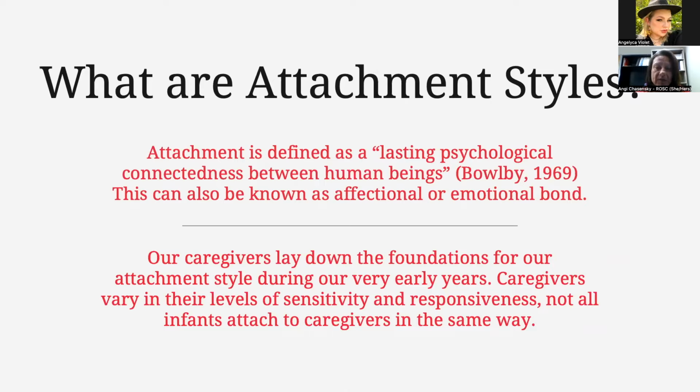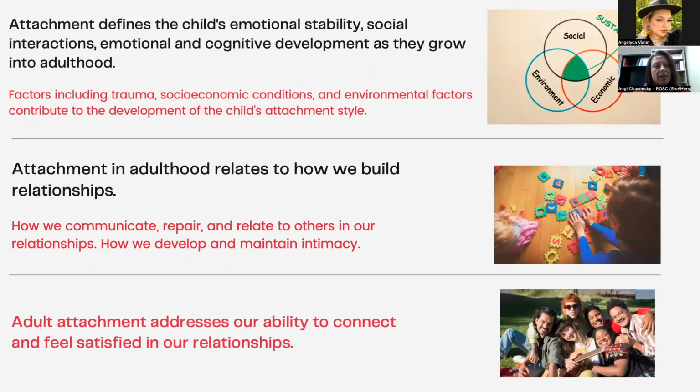Our caregivers laid down the foundations for our attachment style during our very early years. Caregivers vary in their levels of sensitivity and responsiveness. Not all infants attach to caregivers in the same way. Attachment defines a child's emotional stability, social interactions, emotional and cognitive development as they grow into adulthood. Factors including trauma, socioeconomic conditions, and environmental factors contribute to the development of the child's attachment style.